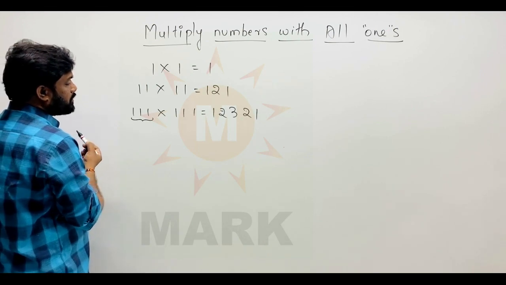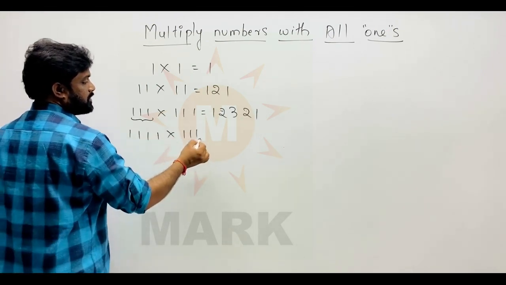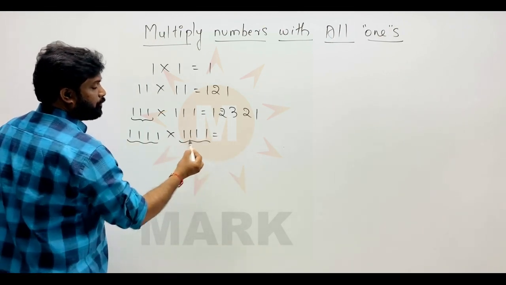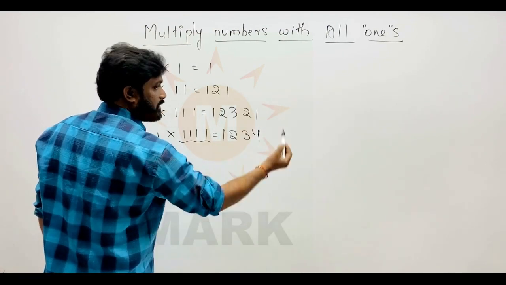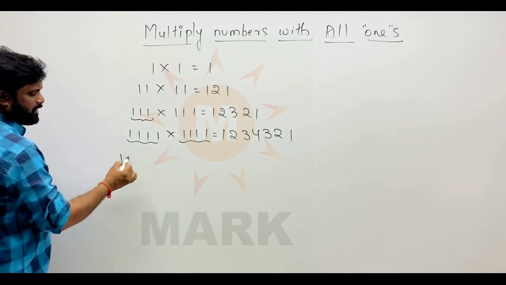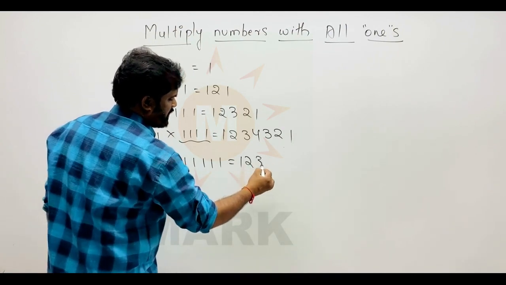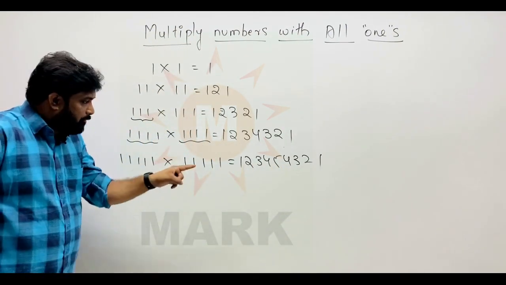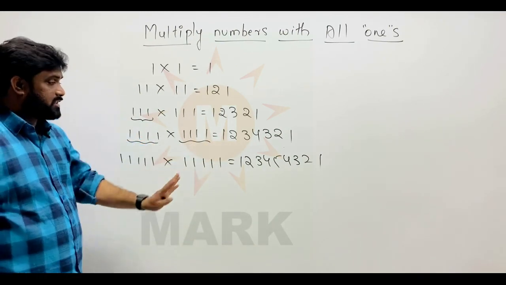Now suppose you want to multiply 4 ones into 4 ones. I hope you understood the technique. You are multiplying 4 ones into 4 ones, so you have to write up to 4: 1, 2, 3, 4, and go in the descending order and come back up to 1: 3, 2, 1. Suppose you are multiplying 5 ones into 5 ones. So 1, 2, 3, 4, 5, 4, 3, 2, 1. That means even before writing these numbers in the calculator, you can write your answer. So that's a very good technique.